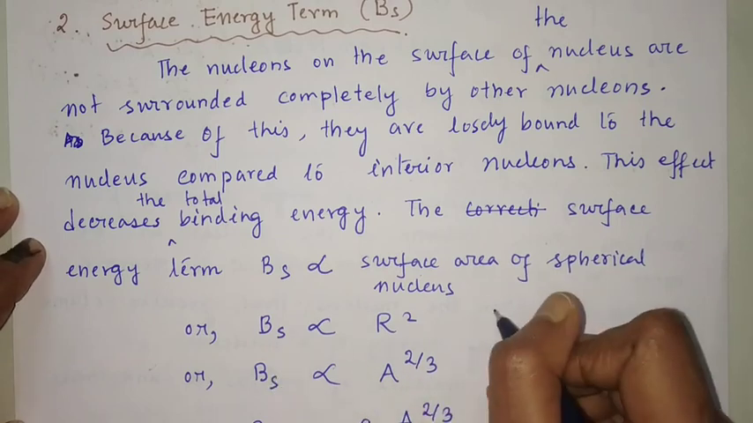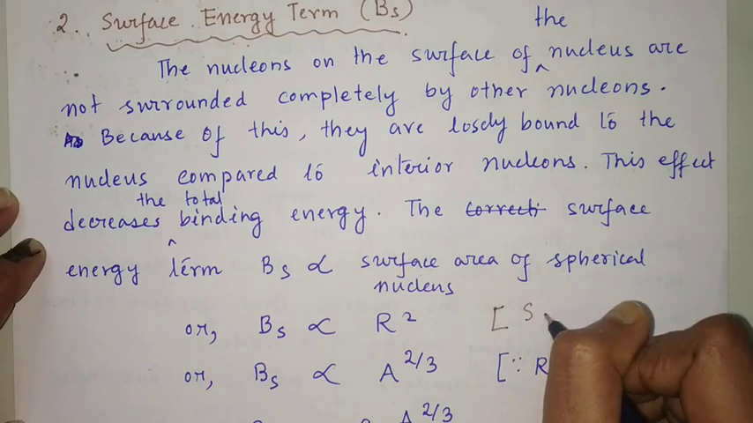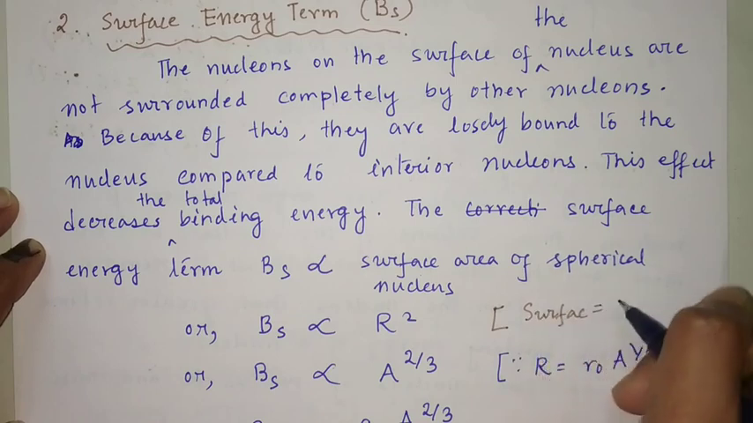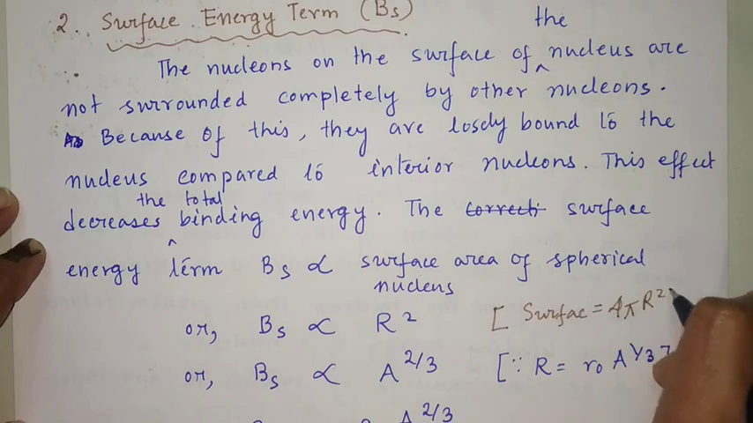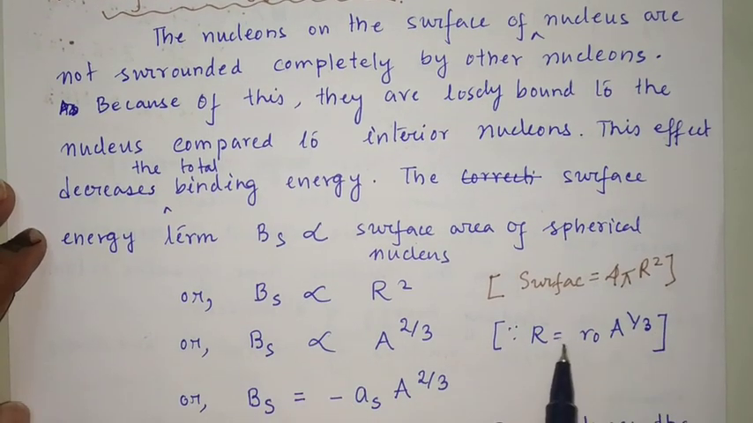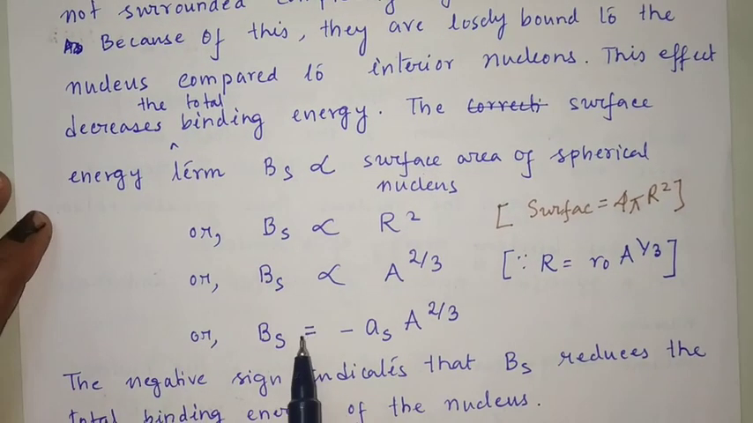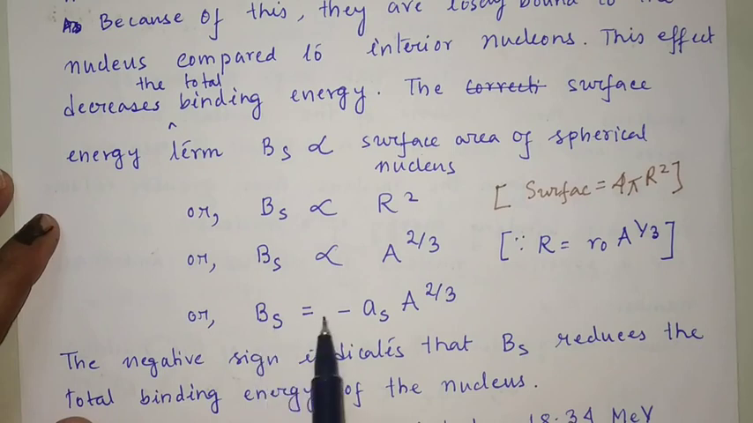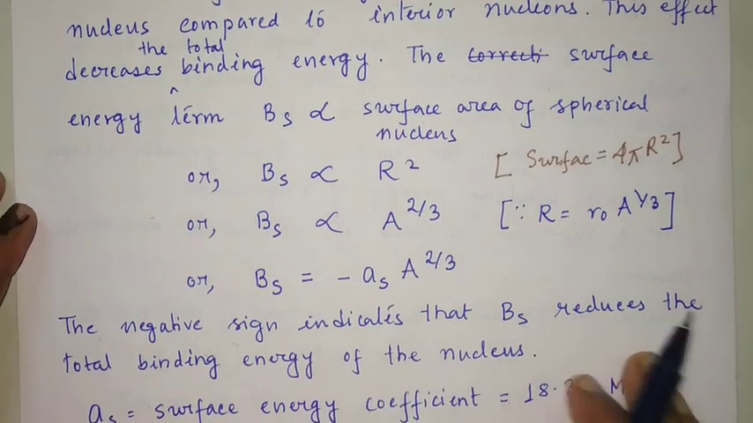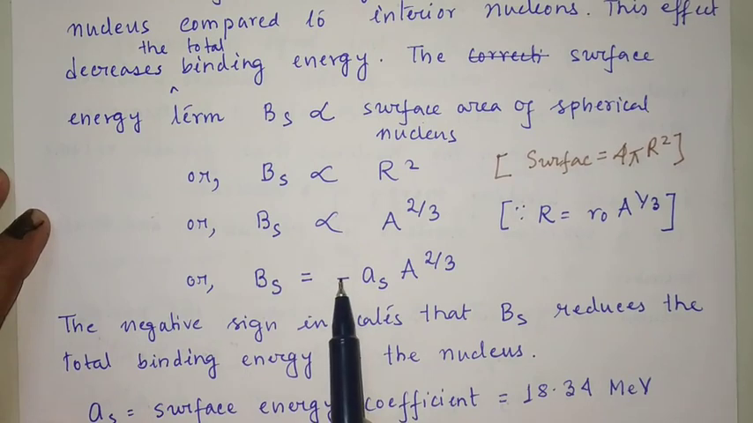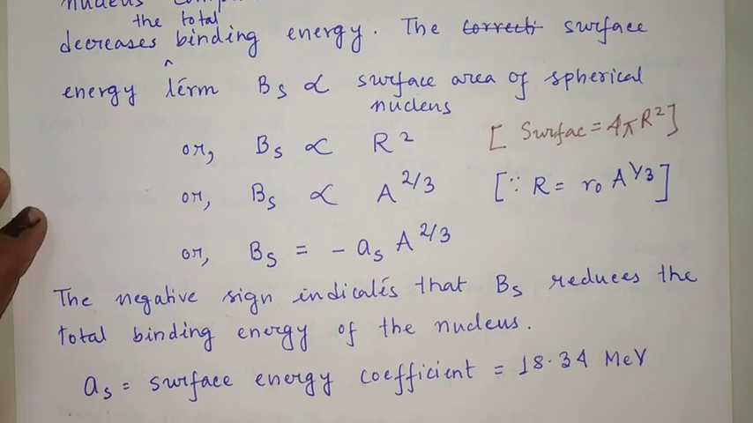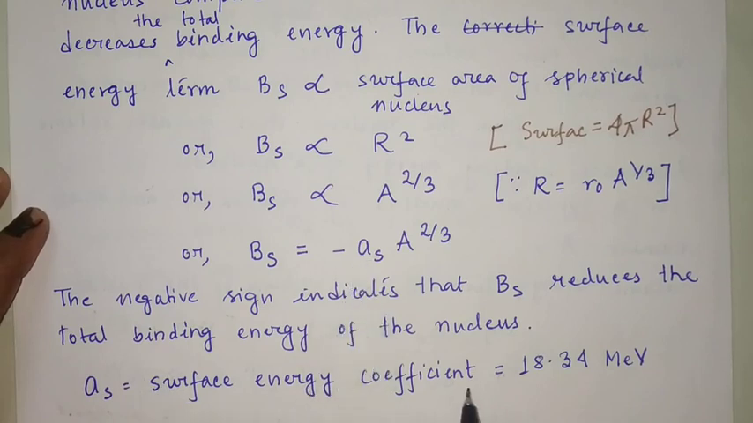So Bs is proportional to R squared. Why? Because the surface area, we know, is 4 pi R squared, and R we know is proportional to A to the power 1/3. So R squared will be A to the power 2/3. Finally we have the surface energy term Bs equals minus As A to the power 2/3. The negative sign here indicates that the surface energy term reduces the total binding energy or the stability of the nucleus. As here is called the surface energy coefficient, and it has a value of 18.34 mega electron volt.